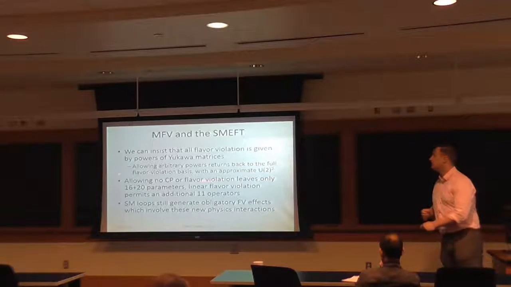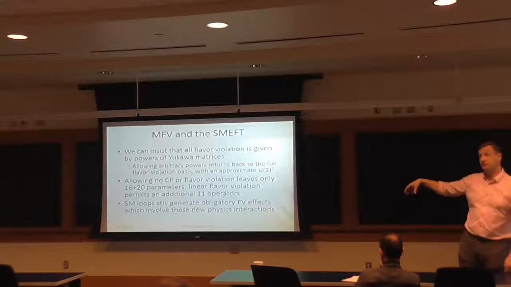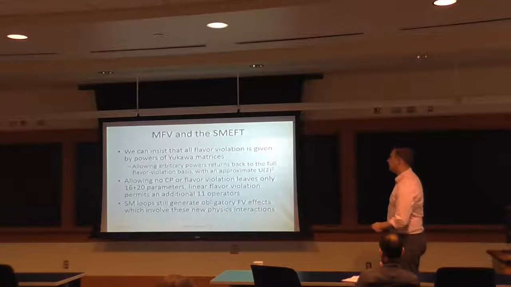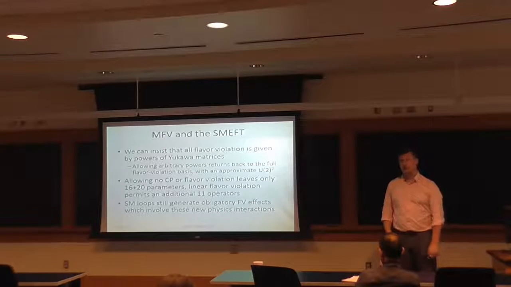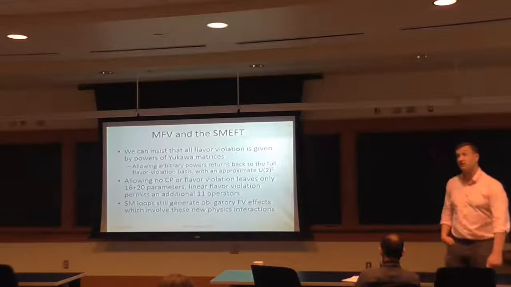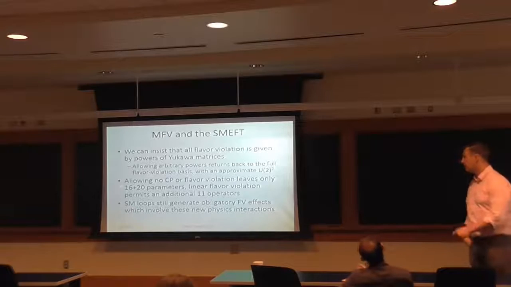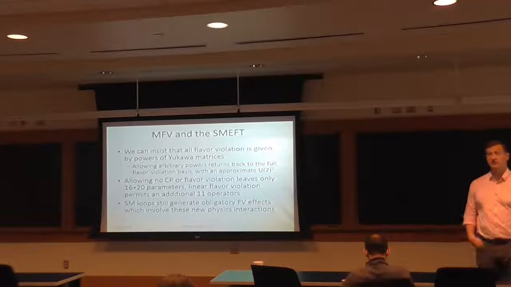If you instead say, I'm going to constrain myself to a finite number of Yukawa insertions, and then you make that finite number 0, and you also insist on CP symmetry, which is, if anything, better constrained than flavor symmetry violating effects, you end up with 16 plus 20 parameters. 20 is the 4-fermion operators here.